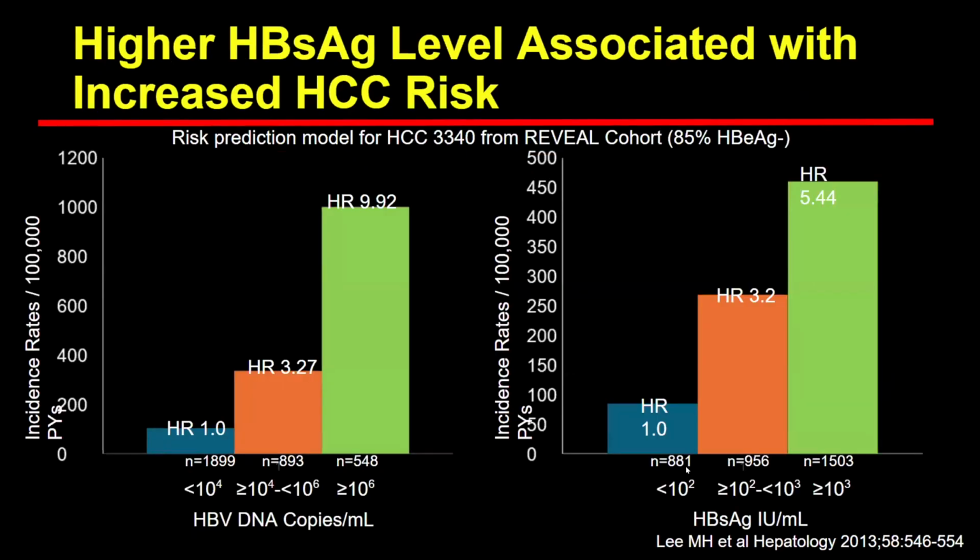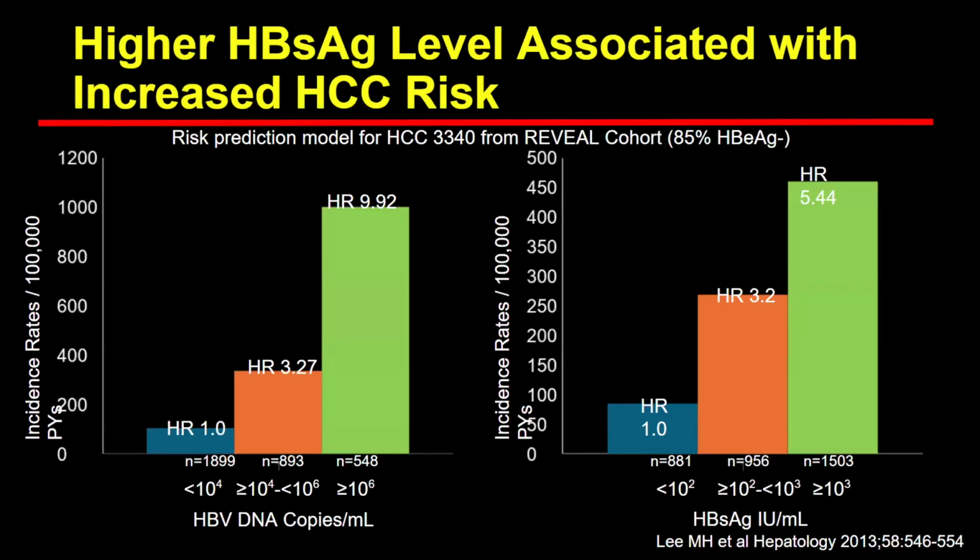This is data from the REVEAL study, and the REVEAL study was a population-based natural history cohort from Taiwan that was predominantly e antigen negative, about 85%. And some of you may recall that this is the study that, if you will, revealed the importance of hepatitis B viremia with the risk of progression to cirrhosis and development of liver cancer. The REVEAL study also showed the relationship between surface antigen level and subsequent risk of cancer. And that's shown in the right panel there.